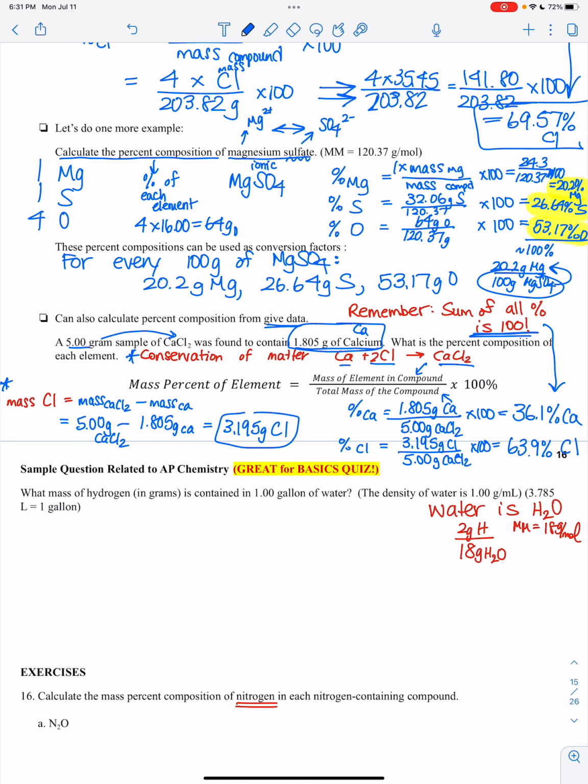So just keep that in mind. But if you're given data, use the data. I believe I said that somewhere, but I will say, given data, use the data. I gave you a 5 gram sample of CaCl2, and you had 1.805 grams of calcium. I had to use those numbers.